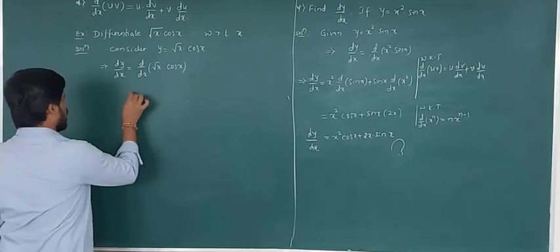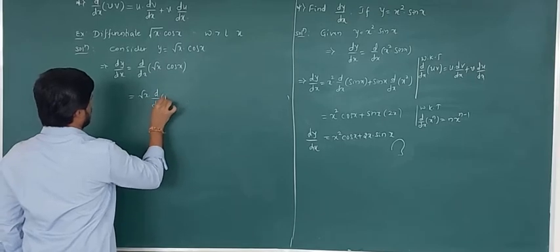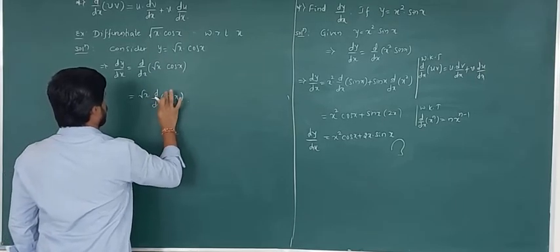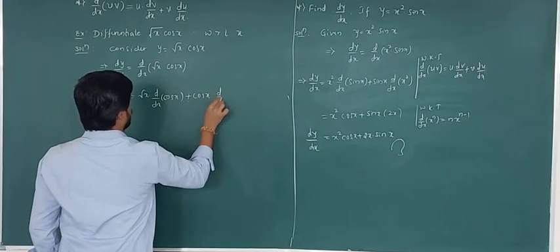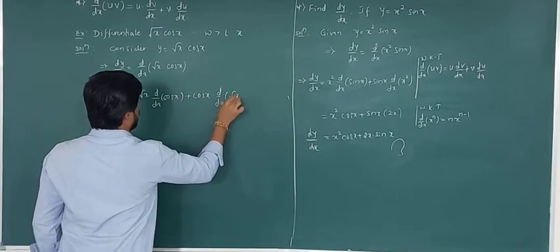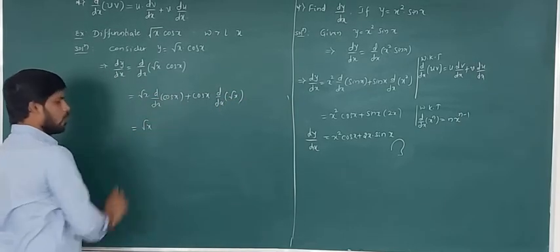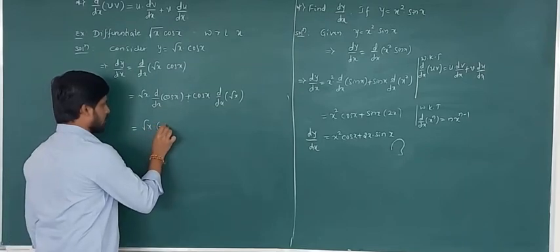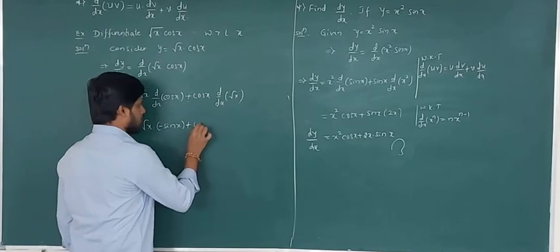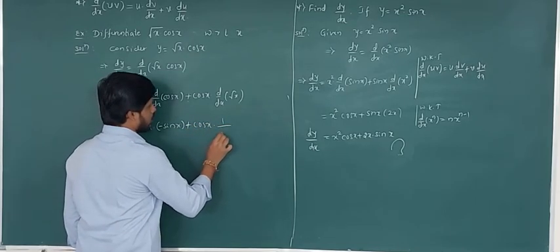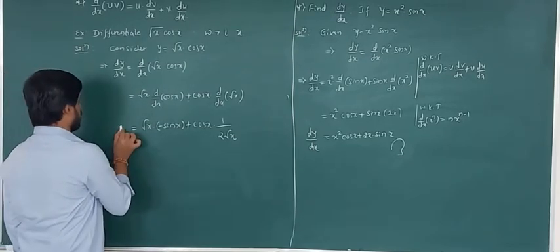So applying the formula, we get root x into d by dx of cos x plus cos x into d by dx of root x. Simplifying, the differentiation of cos x is minus sin x, plus cos x as it is. Root x differentiation is 1 by 2 root x. So this is our required solution.